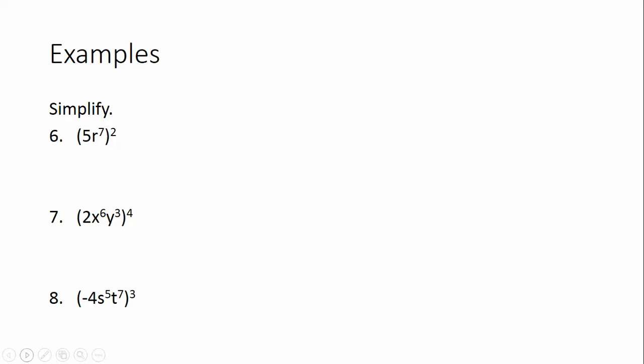So let's look at a few examples. 5 r to the 7th, all being squared. So the 5 is getting squared and the r to the 7th is being squared. So we have 5 squared, r to the 14th. Remember our earlier power to a power property stated we multiply the exponents, and 5 squared is 25. So we get 25 r to the 14th.